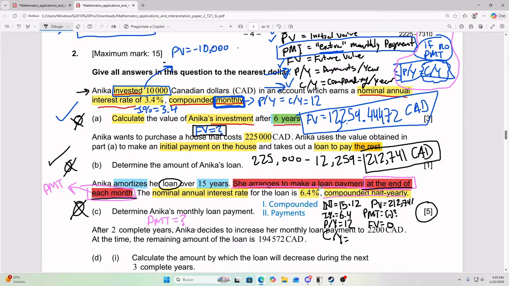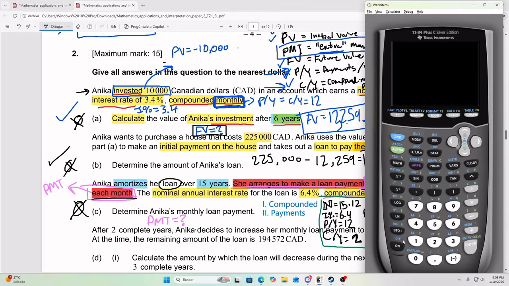And so CY, we said, is compounding per year. Here it's compounded half yearly. So half yearly means how many times in a year? It means twice. So CY equals 2. From here, not entirely organized, but this is what we're plugging in.